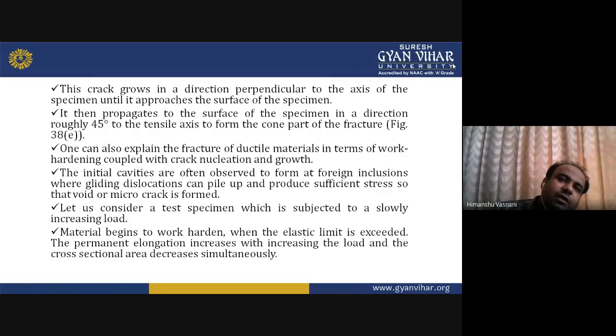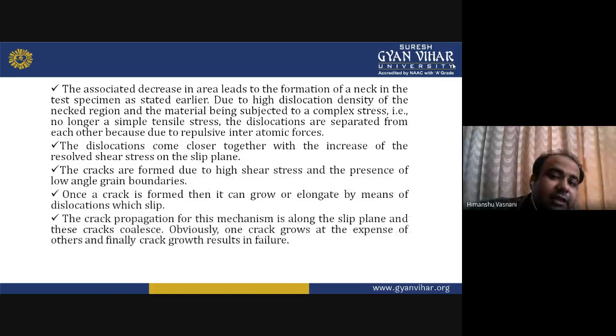So in this way the plastic deformation is happening inside the material, and the associated decrease in area leads to formation of the neck, because at some point the area will become less and less, and the neck forms in the test specimen.